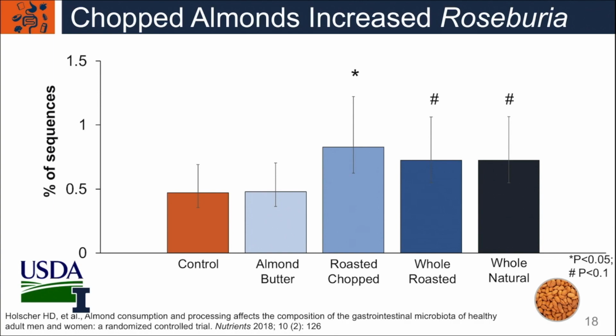This figure shows that the consumption of roasted chopped almonds increased Roseburia. There was also a numeric increase within the whole roasted condition and the whole natural condition. Notably, almond butter was almost identical to the control. This is interesting because it suggests that disrupting the almond plant cell wall through roasting and grinding into butter liberated the nutrients in a way that makes them accessible to human digestion and absorption, thereby limiting the availability of nutrients for the microbiota. Other bacteria, such as Lachnospira and Dialister, had similar response profiles.